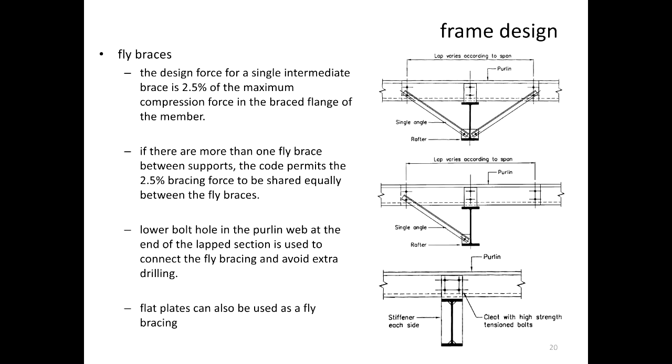As I've said before, we've got fly braces to help with buckling of the flanges, and that reduces the overall effective length of the bottom flange of the rafter and the inside flange of the column. Generally, when we do the design, we have to take what we refer to as 2.5% of the maximum compressive force, which you don't need to be bothered with. The flanges usually are like that. Sometimes you have a single one based on the design, sometimes you have a double one.